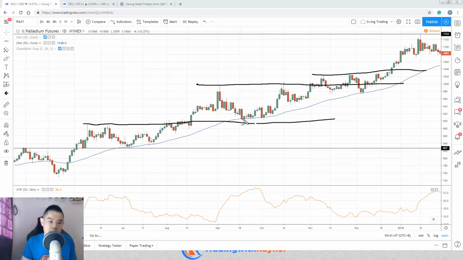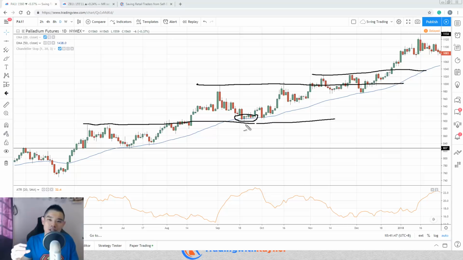So this is where the 50 MA usually aligns with the previous resistance turned support. So pay attention to it. This really is an area of value on your charts, and it is definitely a level and area where you want to identify your trading opportunities.